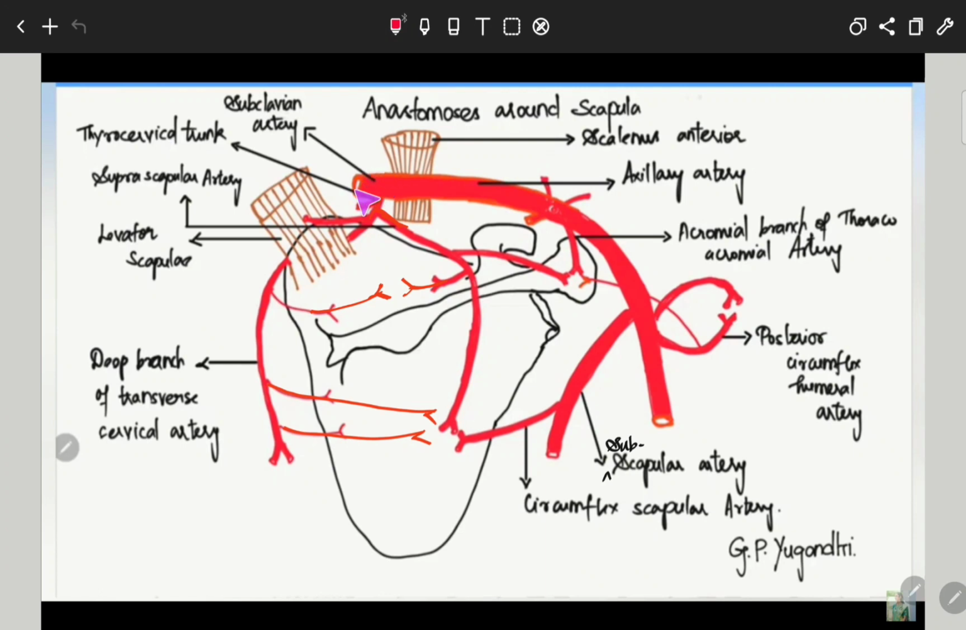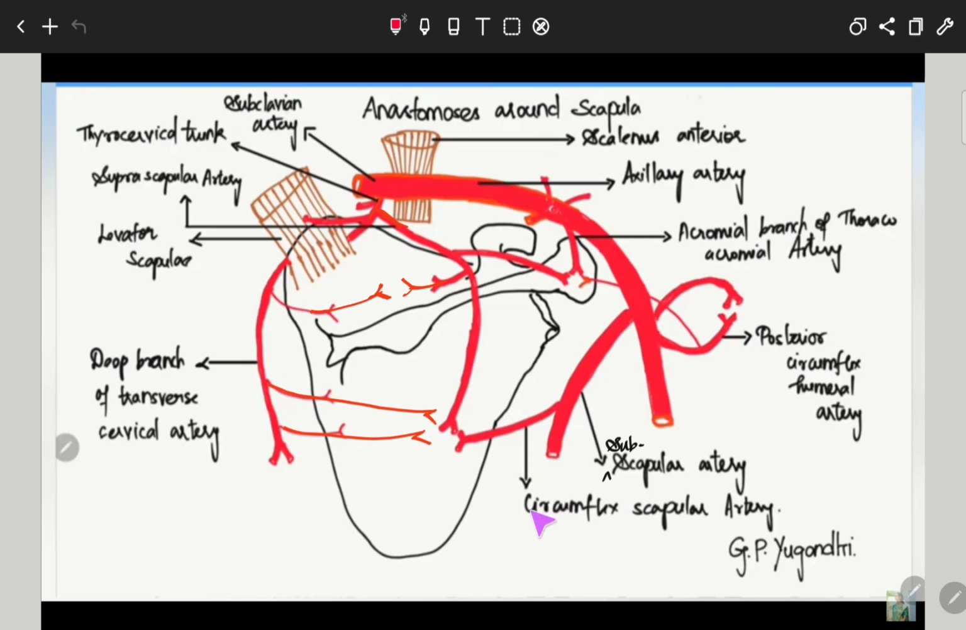So from the first part of the subclavian artery arises a branch called the thyrocervical trunk. From the thyrocervical trunk arise two branches. One is the suprascapular artery and the other one is the deep branch of the transverse cervical artery. These two arteries arising from the thyrocervical trunk take part in the anastomosis over the body of the scapula.